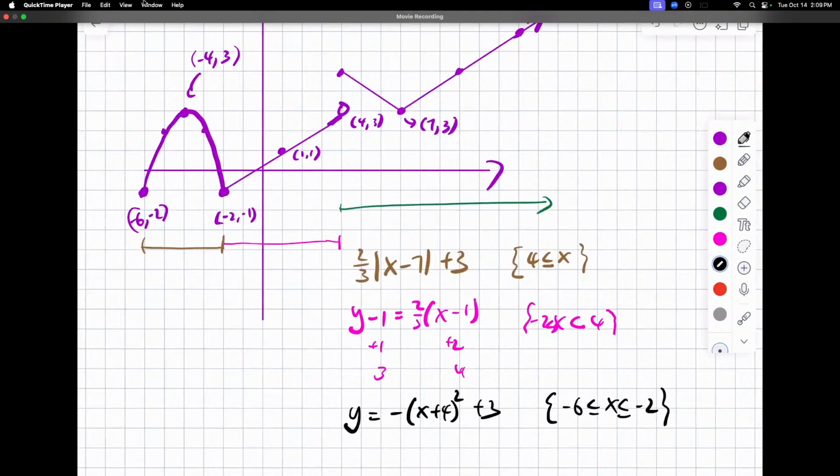Okay. Do you guys know how to do quadratic formulas? Yes.